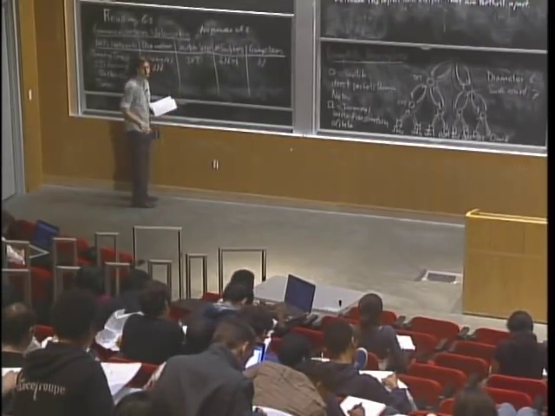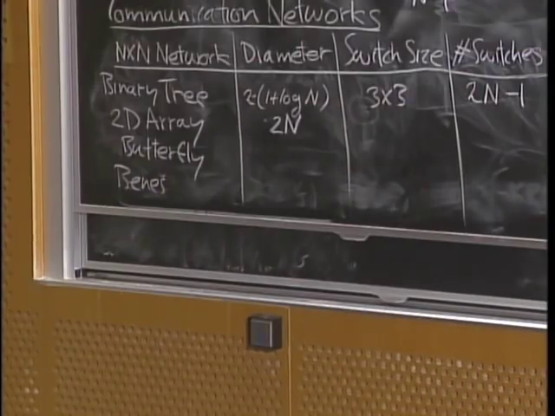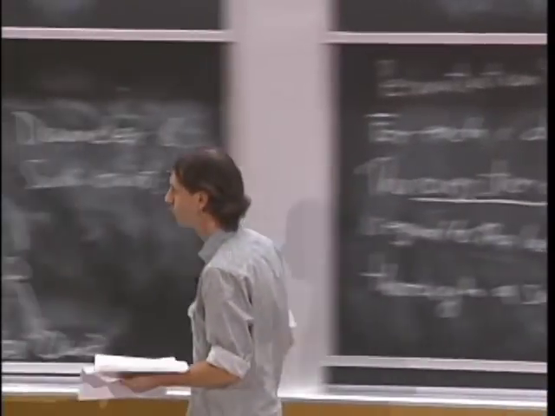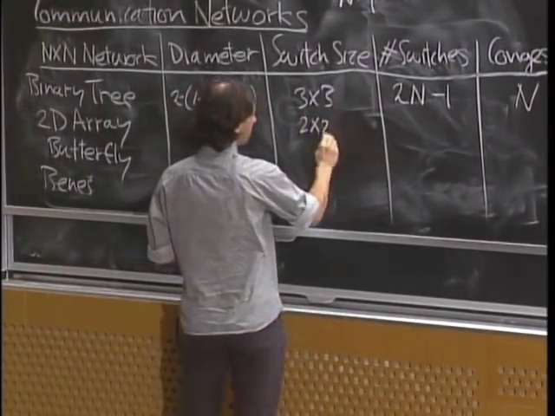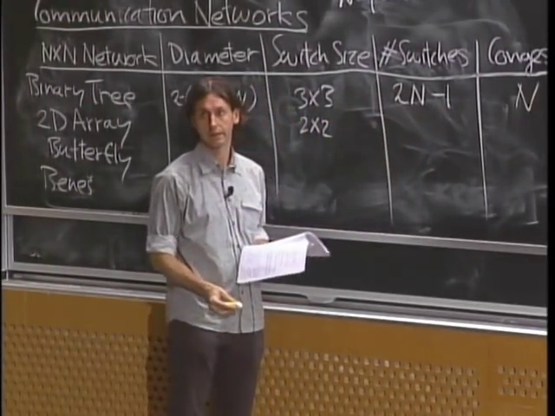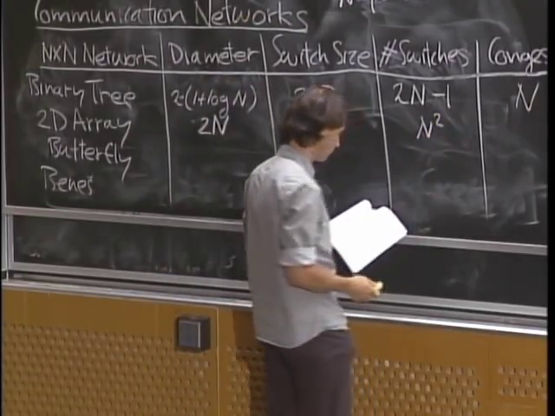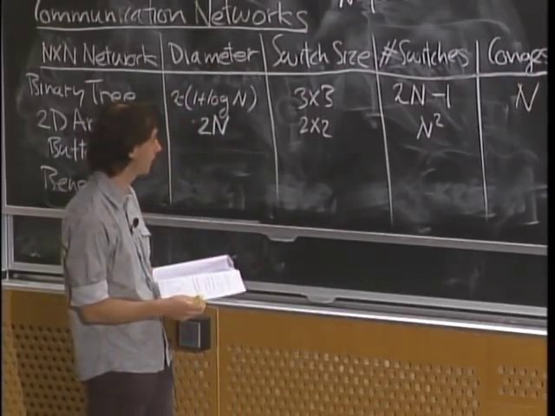Now, what about the switch size? It looks a little bit smaller, right? Because over here we had 3 inputs coming in and 3 outputs coming out. But over here we see that every single switch has only 2 inputs and 2 outputs. So that makes the size 2 times 2. Now the number of switches is pretty bad, right? Because we have n square switches. That's really horrible. That's a lot. We would like to do much better.